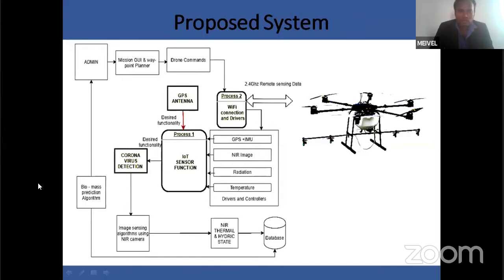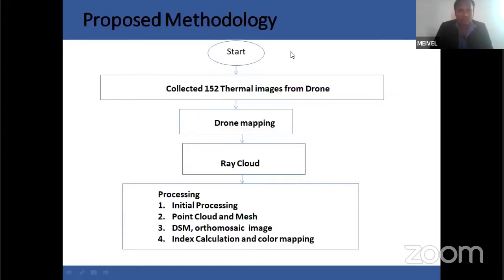So this is my overall proposed system. I solved it with simple image analysis only, without collecting GPS, geolocated images, NIR images, or radiation images; the temperature images are analyzed. After analysis, the drone spray system works. So this is my proposed methodology.